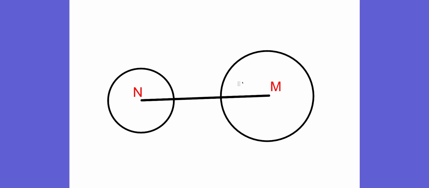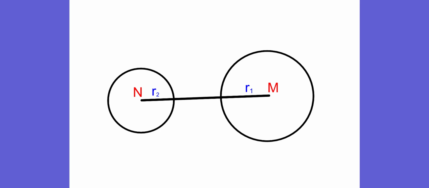R1, here R1. We have here two circles M and N. The radius length of first circle M is R1 and the radius length of circle N is R2.